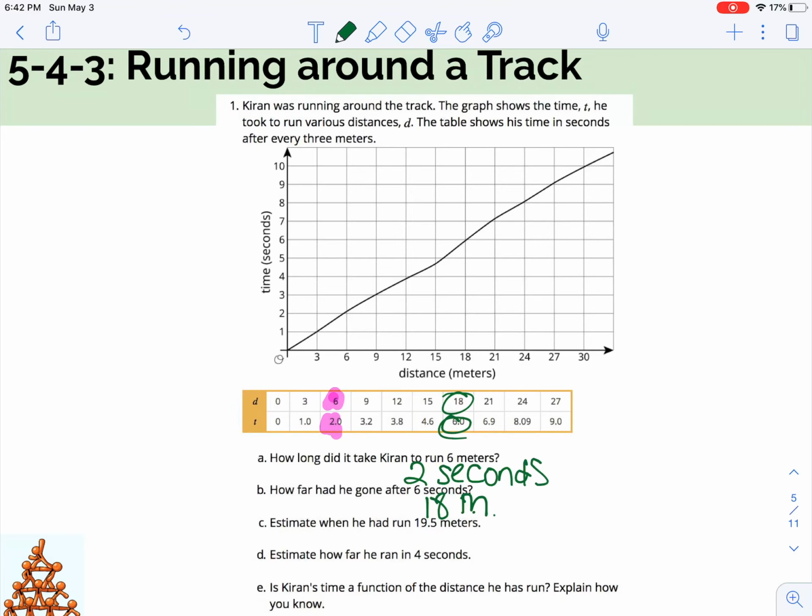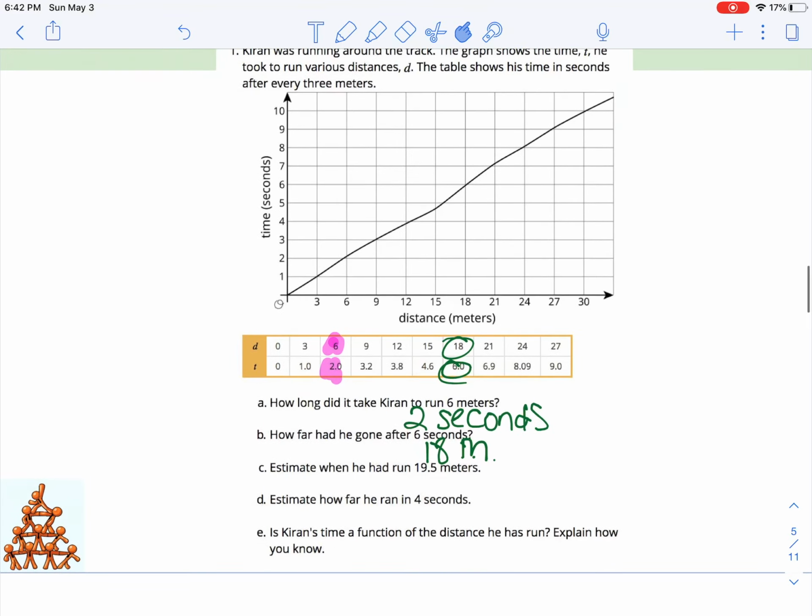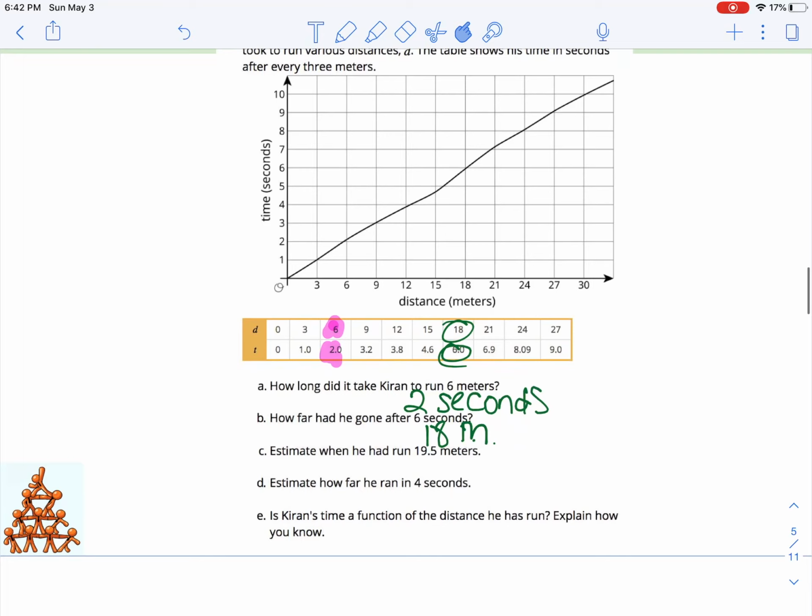And then what does it say? Is Kieran's time a function of the distance he has run? Explain how you know. This one you would say yes. And then you're going to say something about how, yes, I know this because for every specific distance, there's one specific time. The whole thing about functions is that you have one input, you have one output. You don't have multiple different outputs for one input. So in this case, the table is super clear. You have 1 for 1, and so that works as a function.